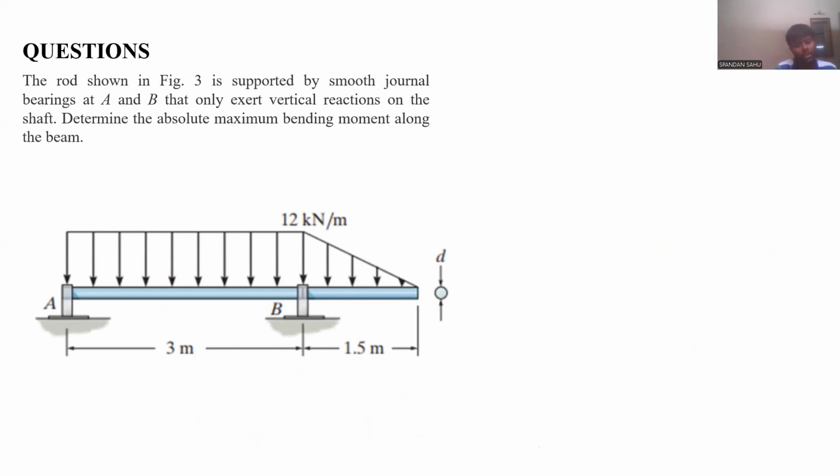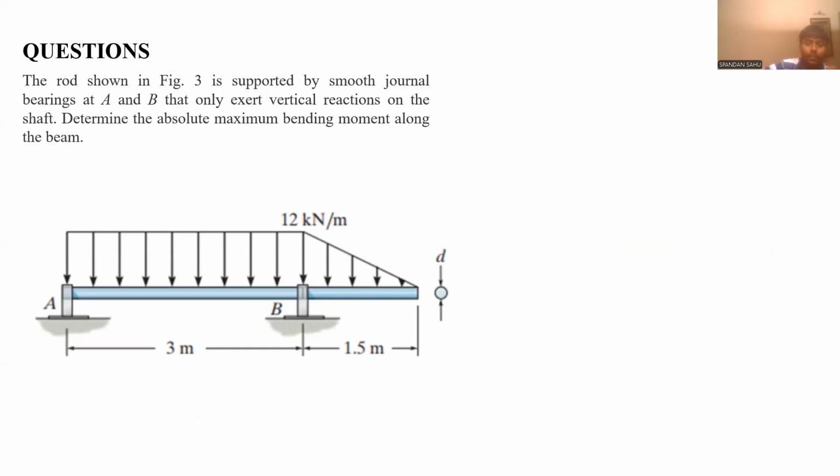The first question or second question maybe. In this question, they are asking, this is a rod AB, which is horizontal, having smooth journal bearings at A and B that only exert vertical reaction on the journal. Determine the absolute bending moment along the beam.